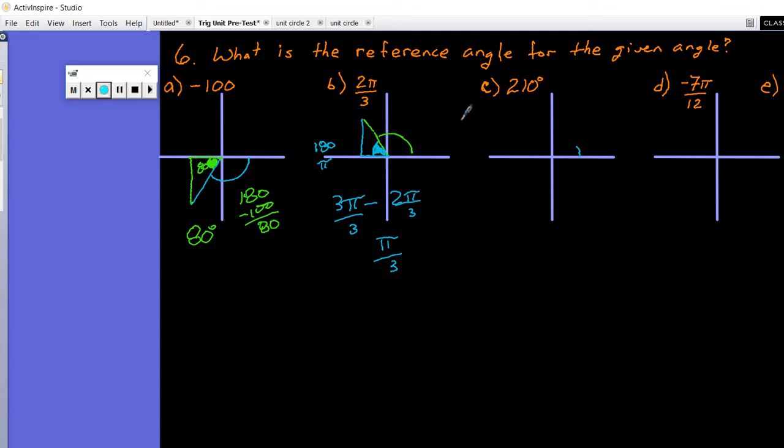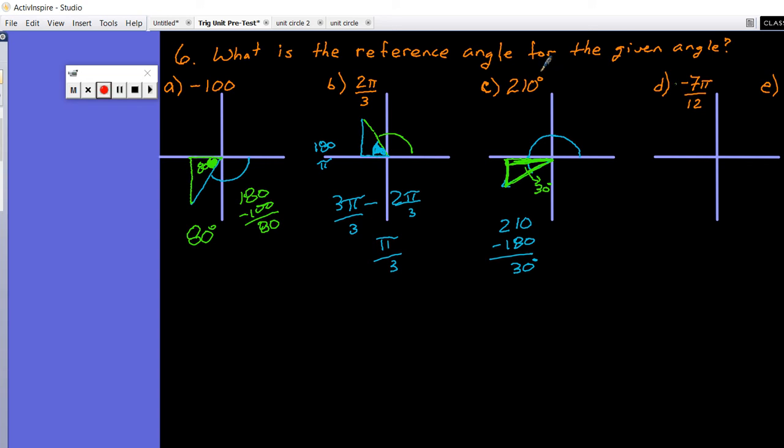210 degrees, so there's 90, 180, and if I go some more, that's 210 degrees. So how much past 180 did I go? I'm going to go 210 minus 180. That is 30 degrees. So my reference angle, again, goes back to the x-axis. What is this part right here? That part is 30 degrees.